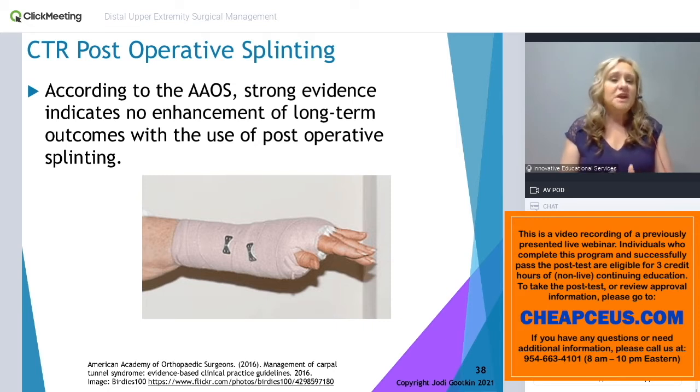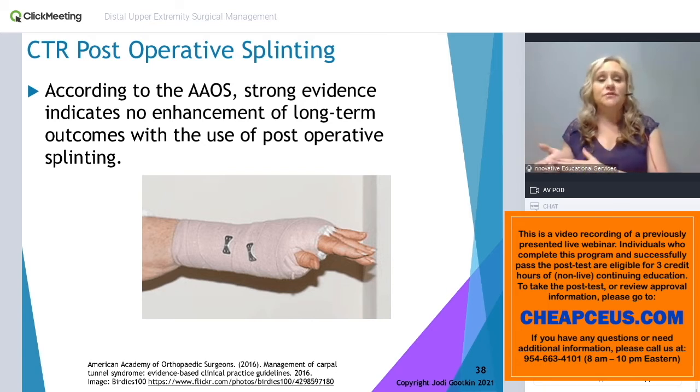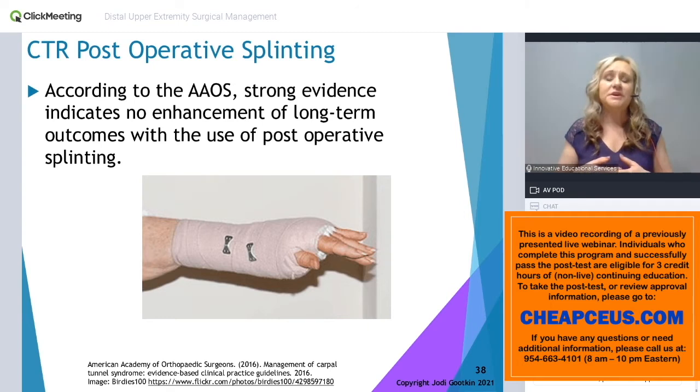The use of splinting at night may be an option, or with different functional tasks as they're returning to function. But generally speaking, you're not going to be seeing your patients with those 2-week-long splints where movement is restricted following their release.